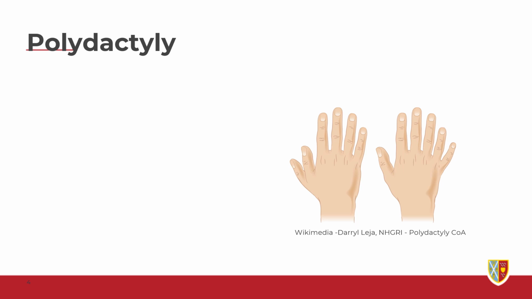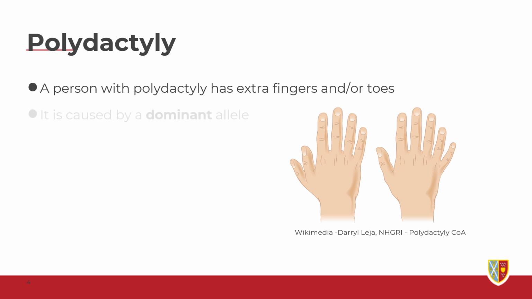So the first disease that we're going to look at is polydactyly, and effectively this just means extra fingers or extra toes. Polydactyly is caused by a dominant allele. So if you get one allele for polydactyly from either mum or dad, you would have polydactyly. You will have an extra finger or an extra toe.